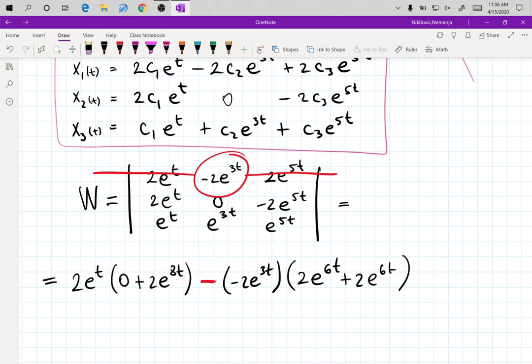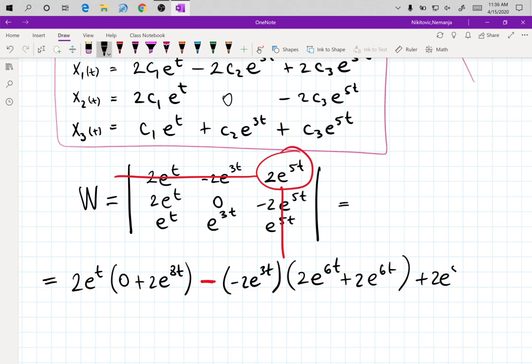And finally, the last one is a plus. So first and the last are plus. The one in the middle is the minus. So now we have this. That's going to be plus 2e to the 5t. And inside we have 2e to the 4t. And then I'll put minus 0, but whatever. There we go.